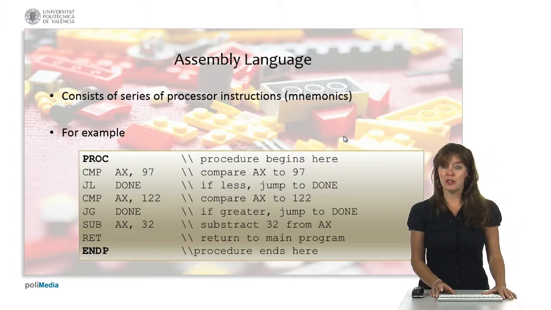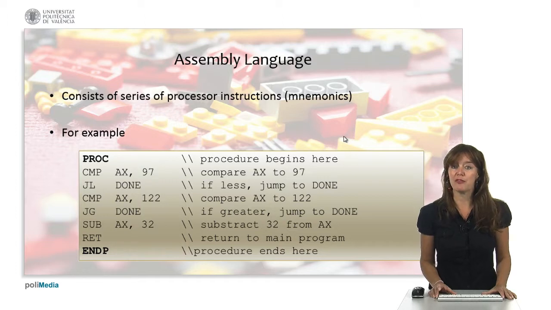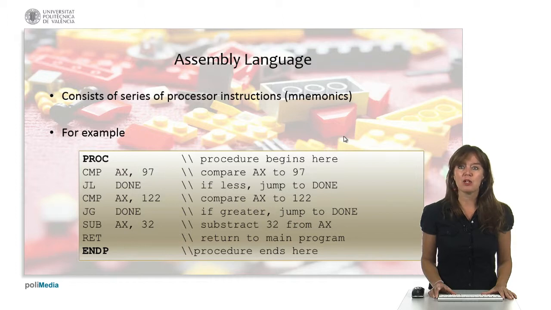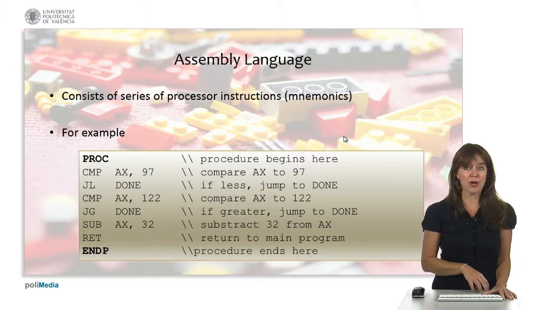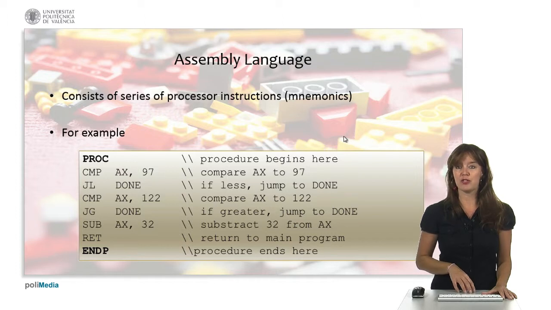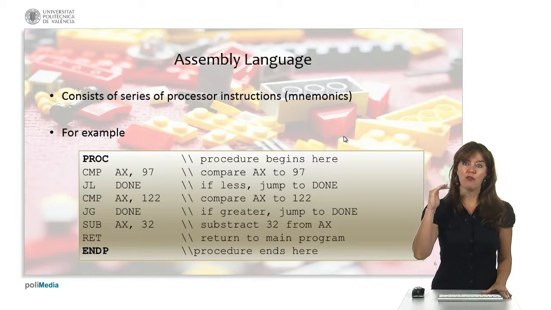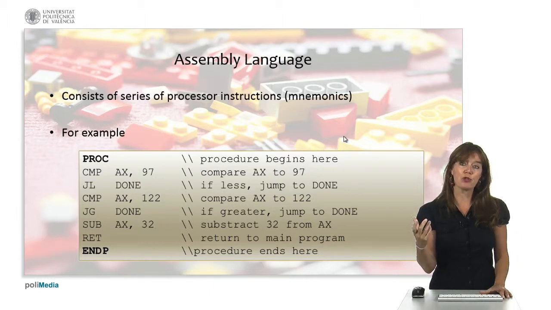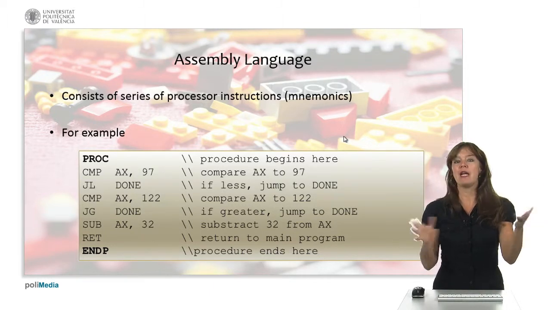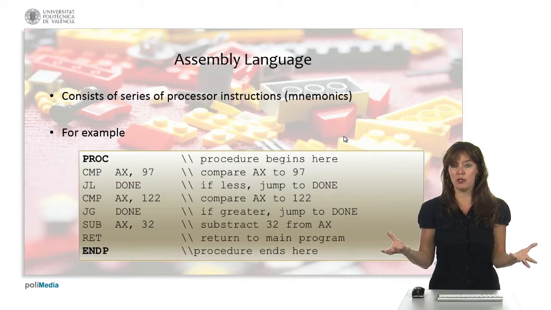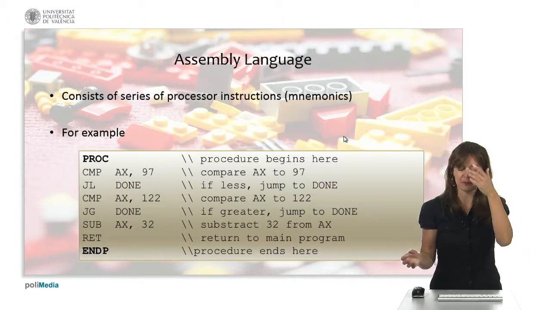Then we do a JG that says jump if greater. So if AX is greater than 122, then we go to done. If not, we continue with the next instruction that says subtract 32 from AX, the value in the register AX. And then we return and we're finished. So this is assembly language: a series of instructions to the processor. It indicates to the processor what to put in which register, how to compare, and what to do according to the results of comparing.